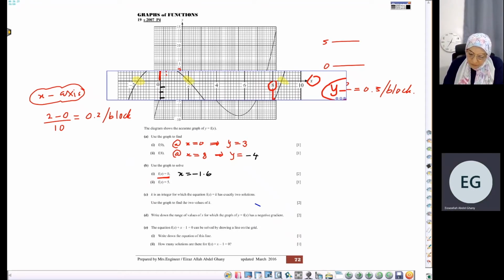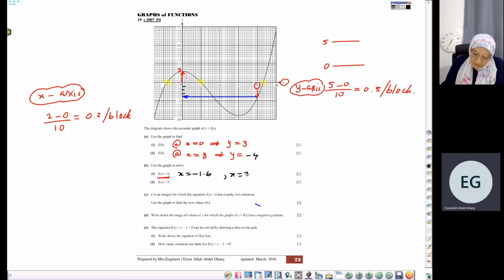The second one, it's exactly at the 2. X equals 2. The third one, after 8 by how many 0.2s? After 8, 1, 2, 3. So it's 8.2, 8.4, 8.6. X equals 2 is one of the answers, and X equals 8.6. It is the third answer.